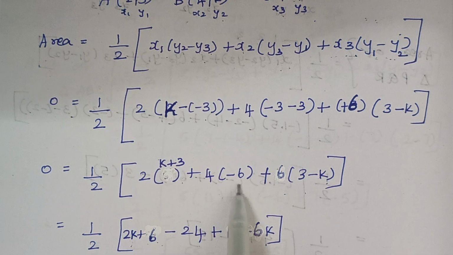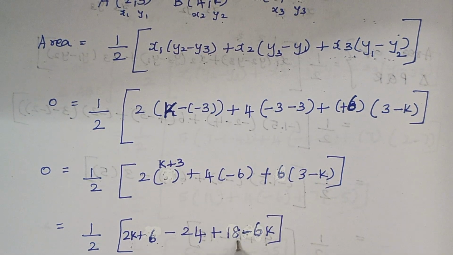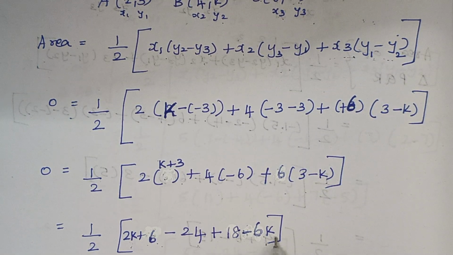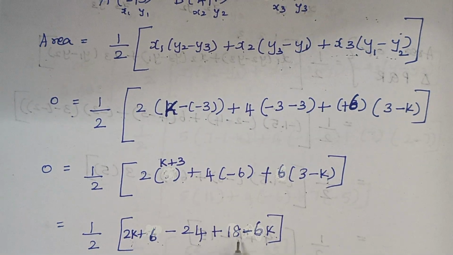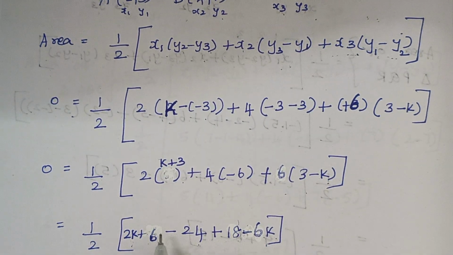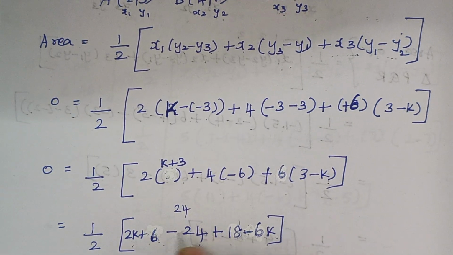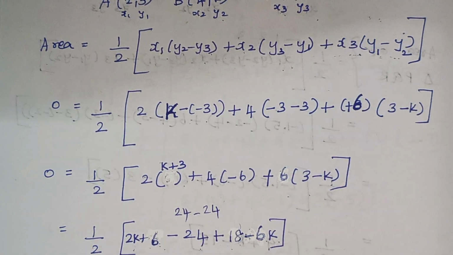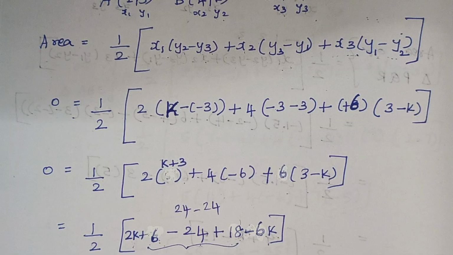4 into minus 6 gives you minus 24. And here 6 into 3 gives 18. And 6 into minus k becomes minus 6k. Right. So once you simplify this, you see here we have 18 plus 6. So 18 plus 6 gives you plus 24. And here we already have a minus 24. So all these 3 terms give the answer as 0.